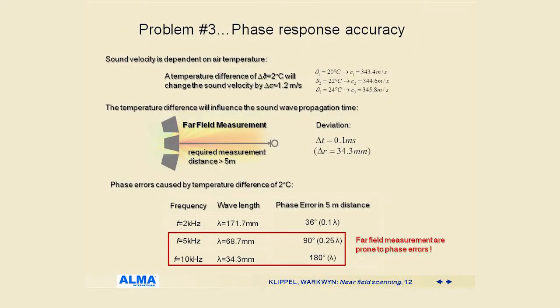Problem number 3, phase response accuracy. Sound velocity is dependent on air temperature. A temperature difference of 2 degrees Celsius means a change in velocity of 1.2 meters per second. At 5 meters, this relates to a delta in time of 0.1 milliseconds. And this leads to phase errors at higher frequencies where the wavelength is small. In general, far field measurements are prone to phase errors.